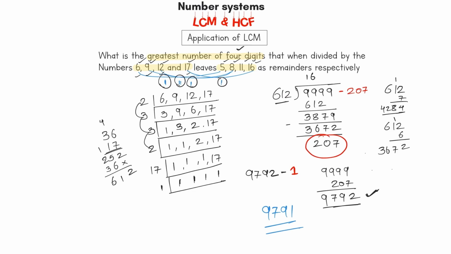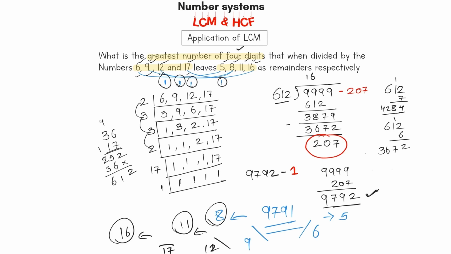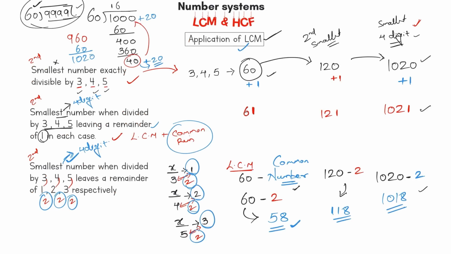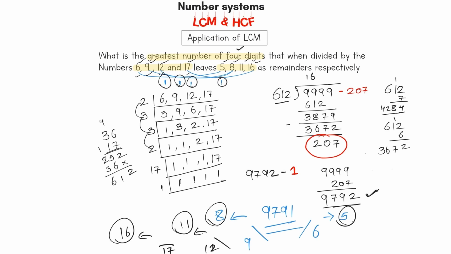Okay, so my final answer here is 9791, that is the number. When you divide this by 6, it will leave a remainder of 5. When you divide this by 9, it will leave a remainder of 8. Okay, when you divide this by 12, a remainder of 11. When you divide this by 17, leave a remainder of 16, and so on. So you get the respective remainders with the respective denominators. So if you know the basics, how we started with this thing, the property thing, solving each of this type of sum will be quite easy for you.